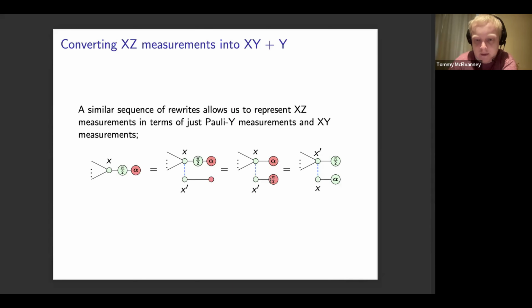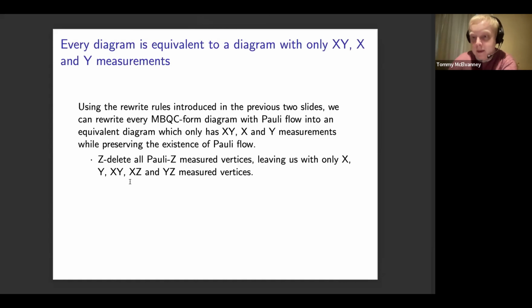This puts a red pi by 2 on X prime. And then we can do a pivot again. And so we've found ways to get rid of both XZ and YZ measured vertices. And so we've developed a procedure for getting rid of all other planar measurements and leaving us with just X, Y, X, and Y measurements.